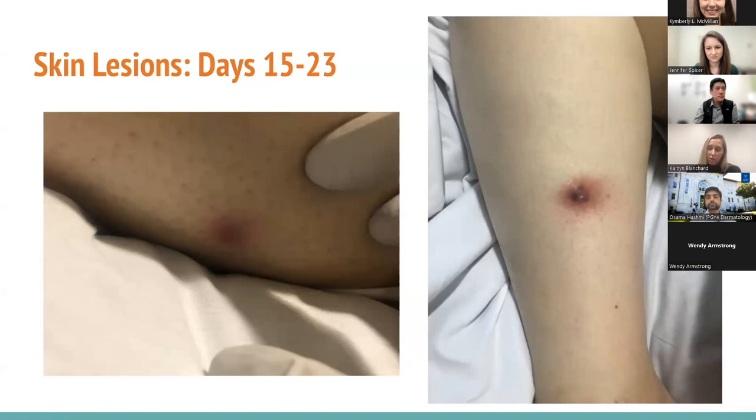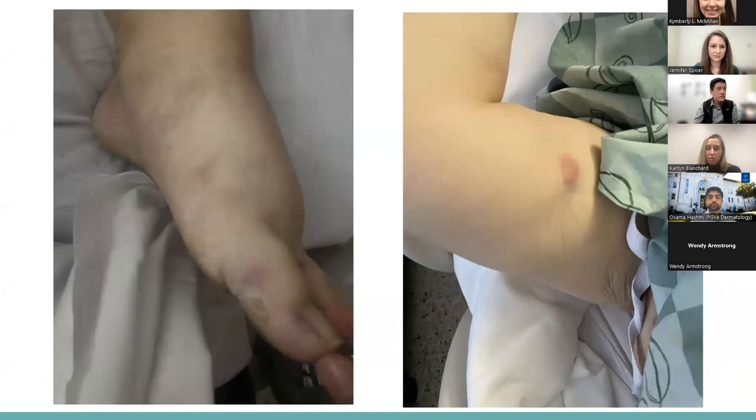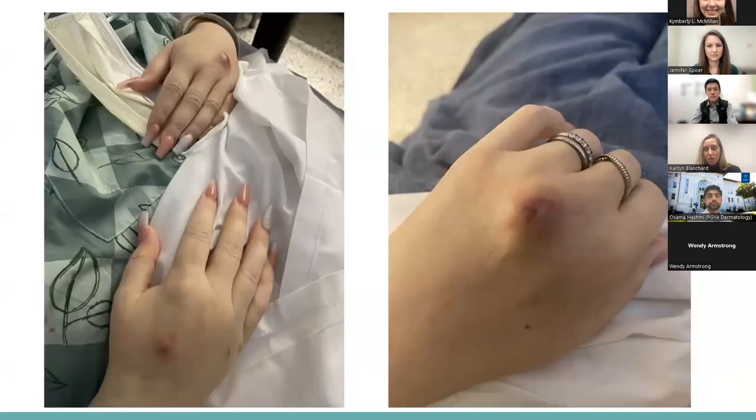She developed a few, and then I'll kind of move forward. Throughout days 15 to 23, the lesions just kept appearing and started moving up her extremities. So on the right there, you can see one that was on her upper arm and then eventually made its way to her hands.